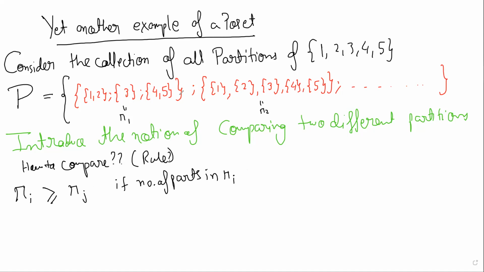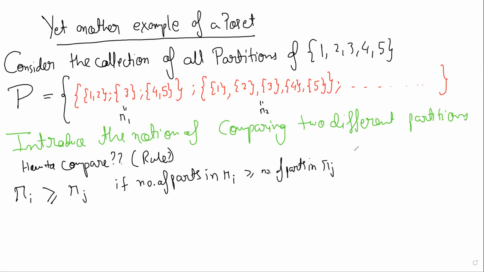No, but there won't be 3 parts. That is, there can be any number of parts. You take the average? What do you mean by average? No, but mean of parts, what do you mean by that? They are not numbers. Yeah, this is just parts. So number of parts in pi i is bigger than number of parts in pi j?